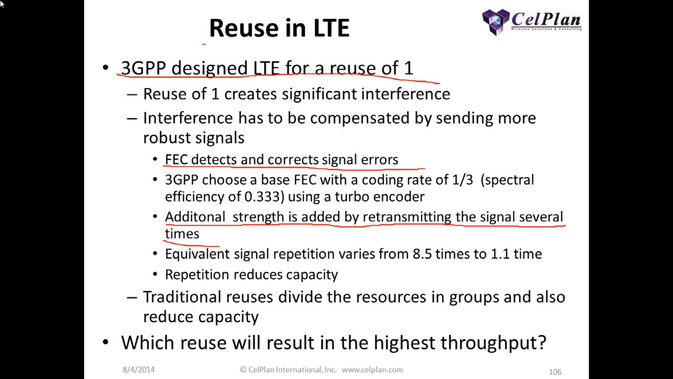And we can have repetitions from 8.5 times to 1.1. For central control signals, we repeated 25 times, as we already saw in the downlink. So the question is, which reuse will result in the highest throughput?